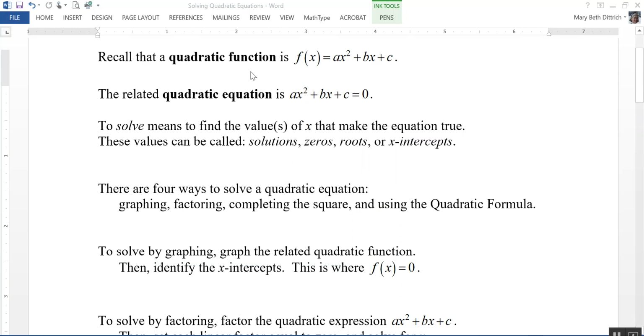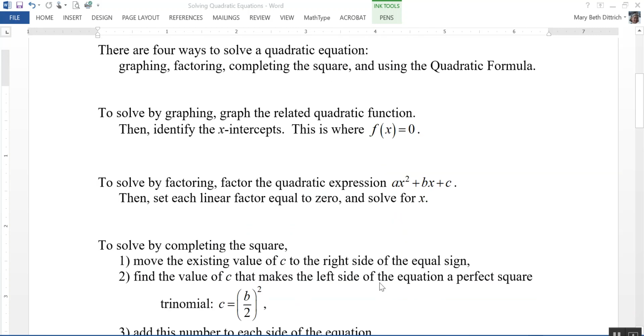There are four ways to solve a quadratic equation: by graphing, factoring, completing the square, and using the quadratic formula. To solve by graphing, we want to graph the related quadratic function, then identify the x-intercepts. These are the points where f of x is equal to 0. To solve by factoring, we want to factor the quadratic expression ax squared plus bx plus c, then set each linear factor equal to 0 and solve for x.